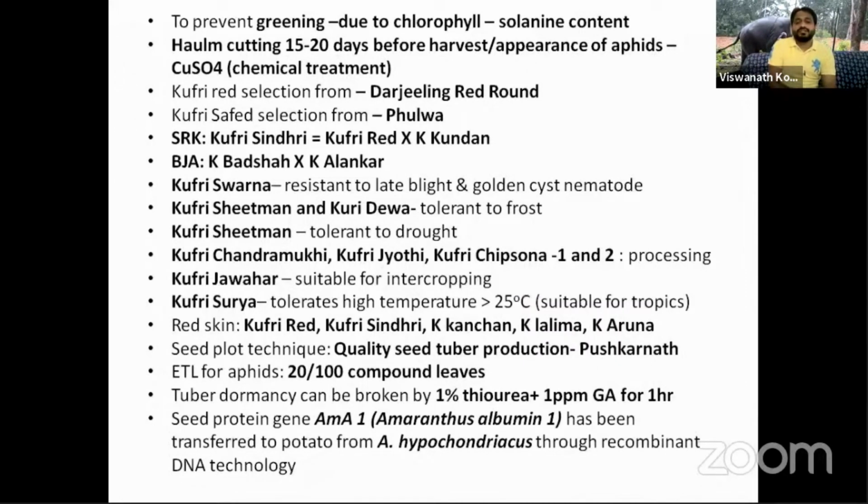And the tubers have dormancy. The tuber dormancy can be broken by 1% thiourea plus 1 ppm GA for 1 hour. And here is the important one: AMA1 gene. AMA1 is Amaranthus albumin 1 gene. This is an Amaranthus gene, and this gene is responsible for the high albumin and protein content. This gene was transferred through recombinant DNA technology from Amaranthus hypochondriacus to potato, for increased protein content in the tubers. This is also one of the important questions.